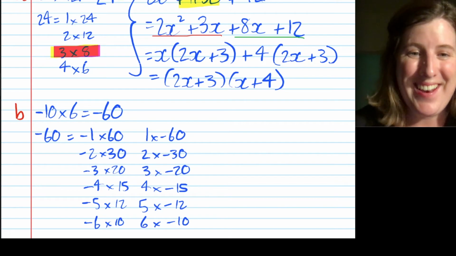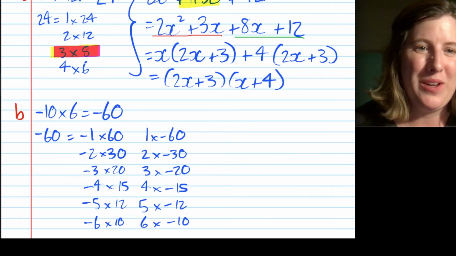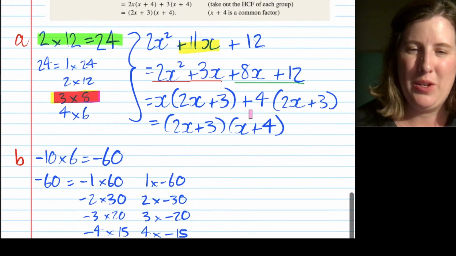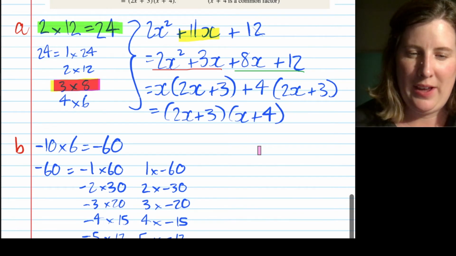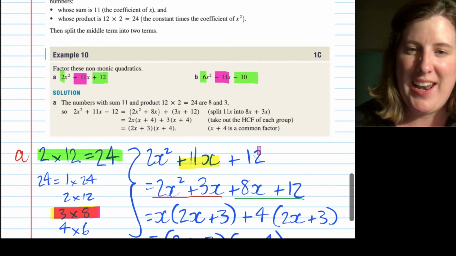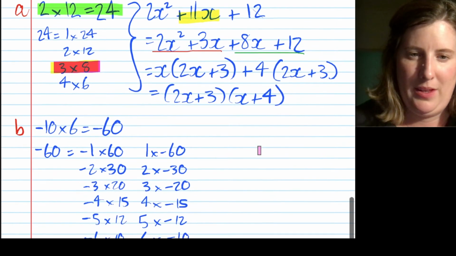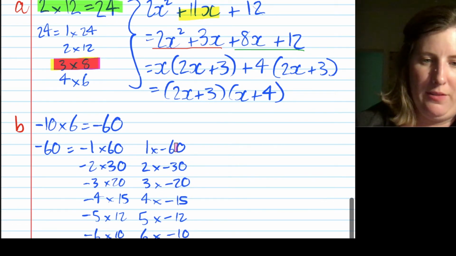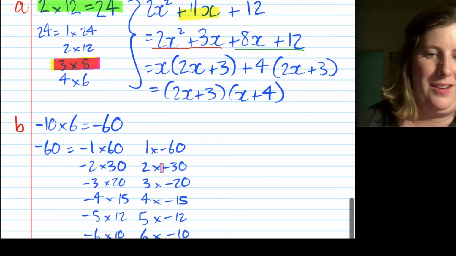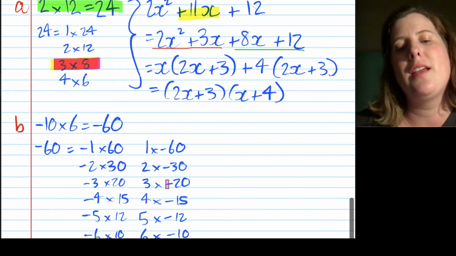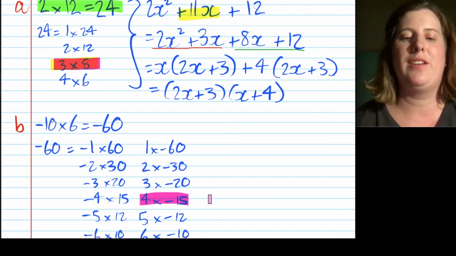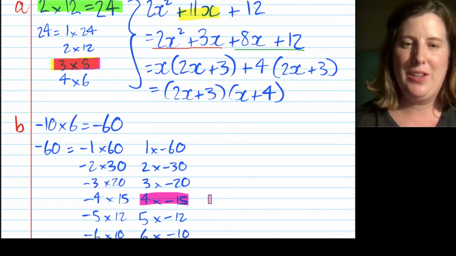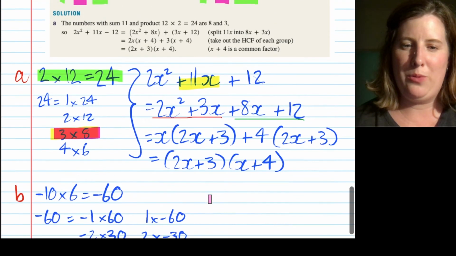Okay, now we're wondering which of these will add to give negative 11. So out of all these, do any of them add to give negative 11? 59, negative 59, 28, negative 28, 17, negative 17, 11, negative 11. Oh, that's very handy. So now I'm just going to rewrite the question.